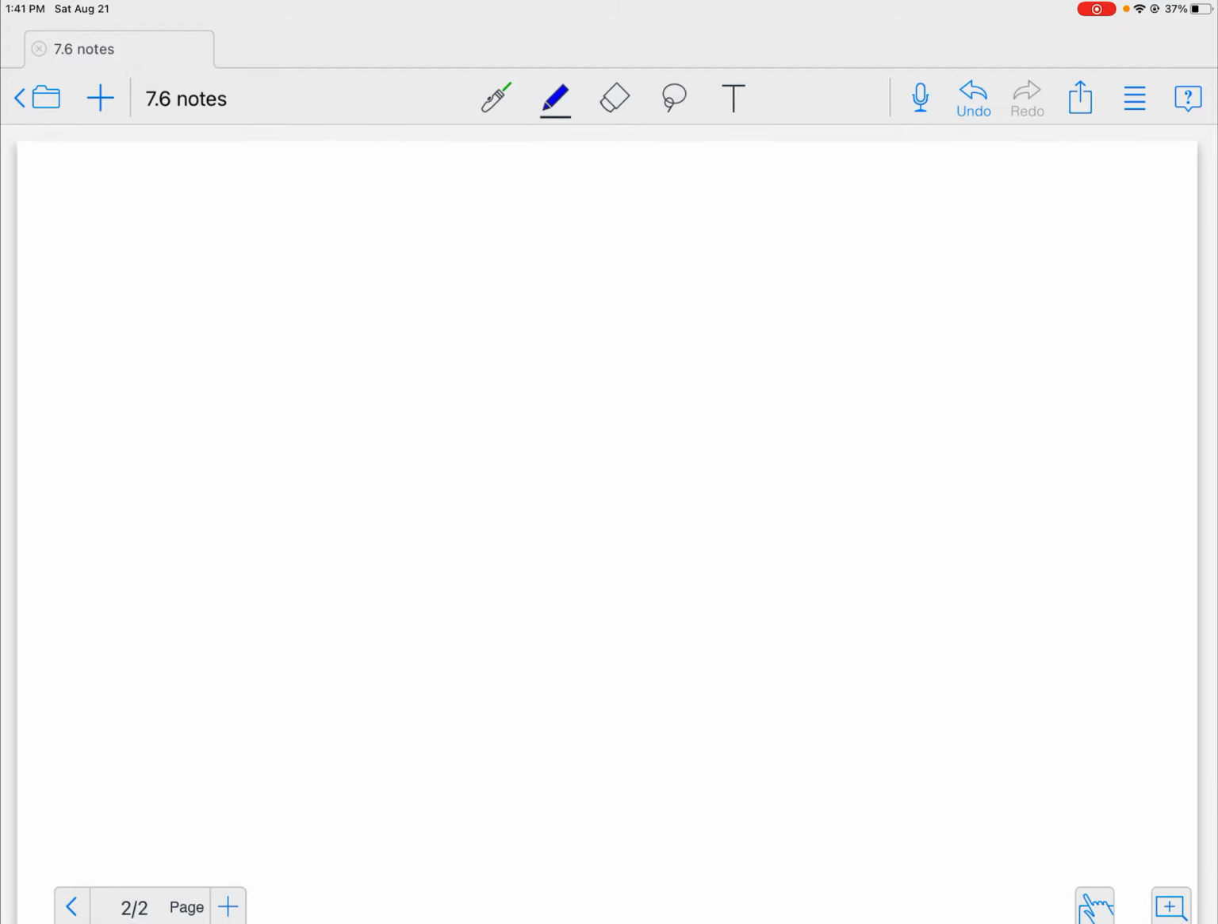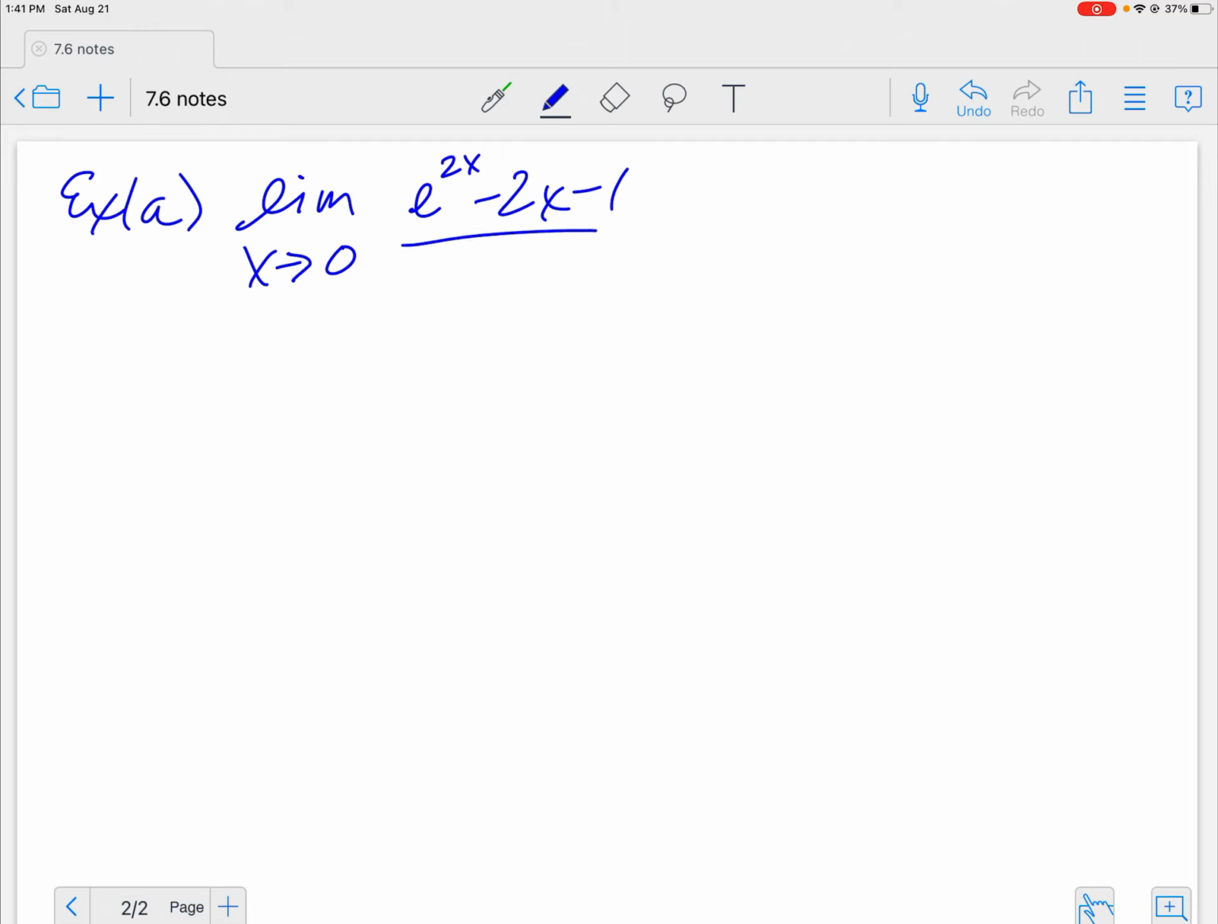Let's look at example 1a. I want to take the limit as x approaches 0 of e to the 2x minus 2x minus 1 over x sine of x. Right? So your go-to method 100% of the time is plug it in. What happens when you plug this 0 in?